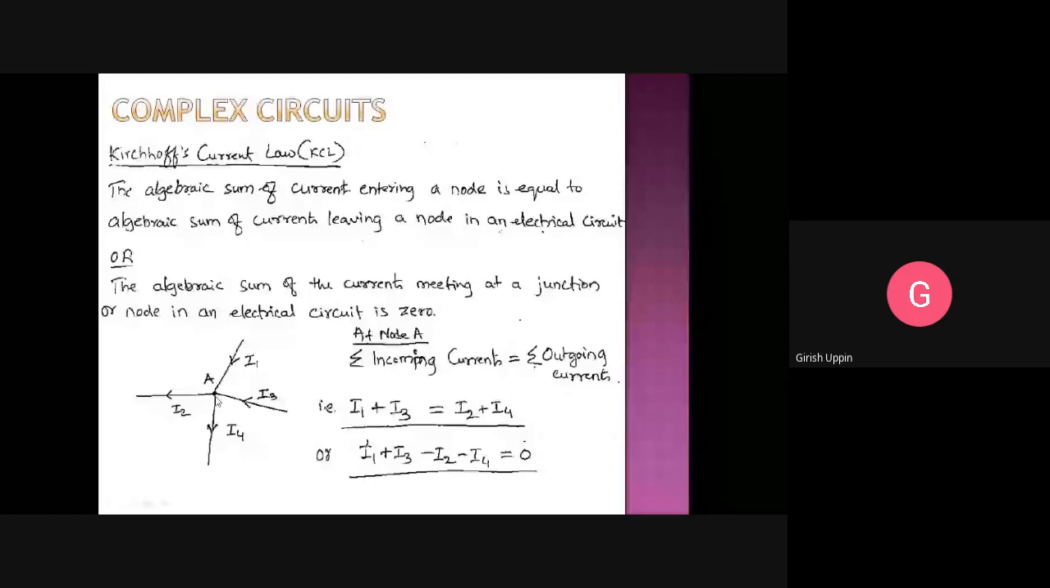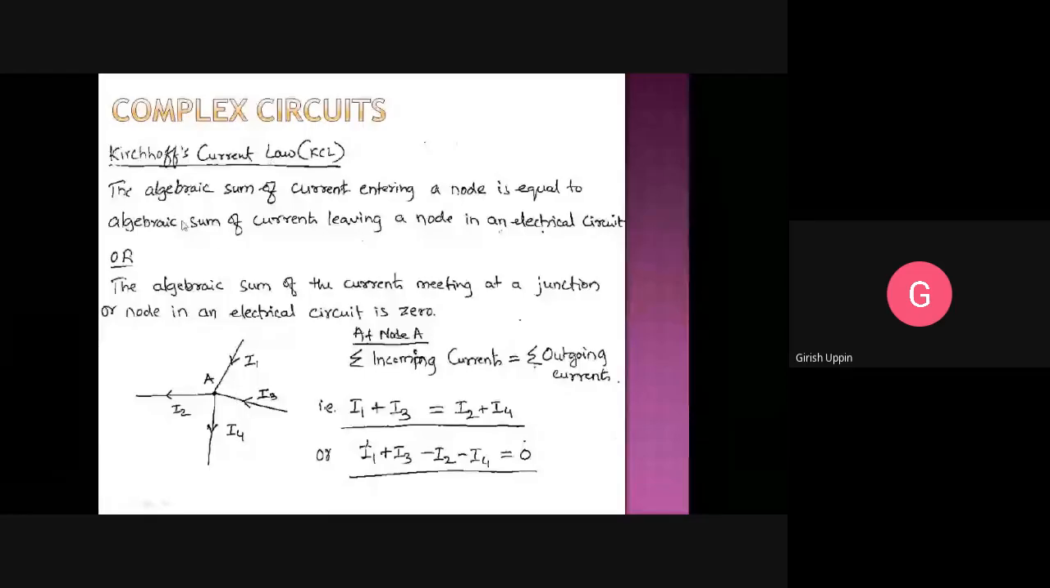Because it is a DC current, it has a definite direction, right? According to Kirchhoff's current law, the algebraic sum of the currents entering the node is equal to the algebraic sum of currents leaving the node in an electrical circuit. Or you can also define it as: the algebraic sum of the currents meeting at a junction or a node in an electrical circuit is zero. Whichever is easy for you to understand, you can memorize.